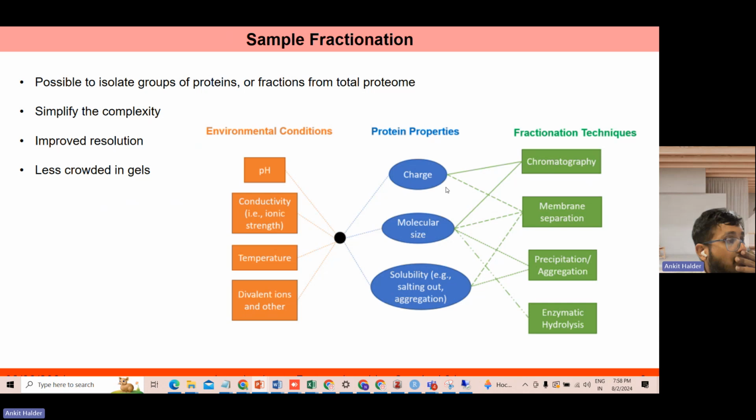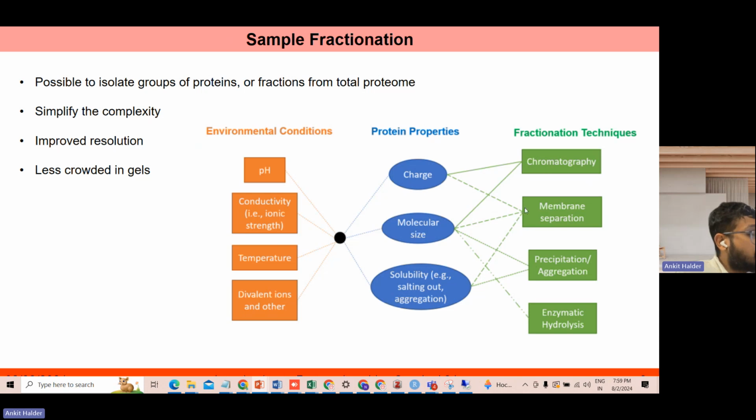So for the charge, if we talk about chromatography, when we have different pH or temperature, we can do a chromatographic technique, right? Then on the basis of molecular size, we can do more chromatography. So size exclusion chromatography, I think all of you are well aware of it. We can do a kind of precipitation, we can do a kind of hydrolysis. Then we have solubility. On the basis of solubility, we can do membrane separation and precipitation aggregation.